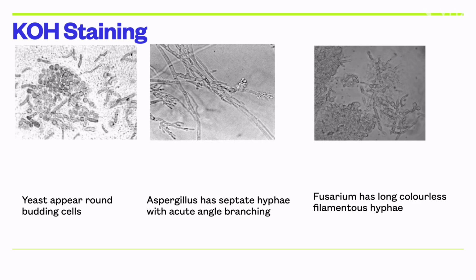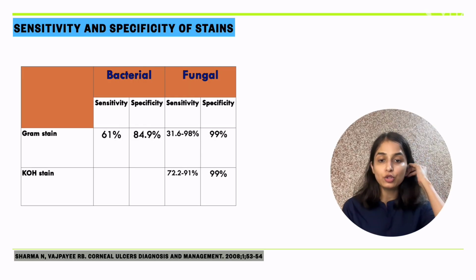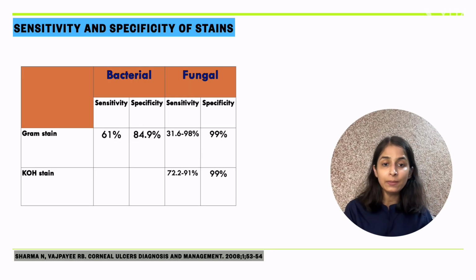However, KOH morphology is only suggestive. Fusarium and Aspergillus can overlap microscopically. So culture is needed for reliable identification. Now this table compares the diagnostic performance of gram stain and KOH stain. For bacterial keratitis, gram stain has moderate sensitivity but high specificity. So a positive result is useful, although a negative result does not exclude the infection.